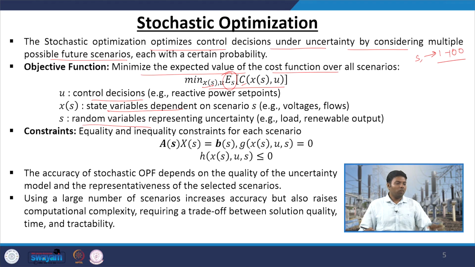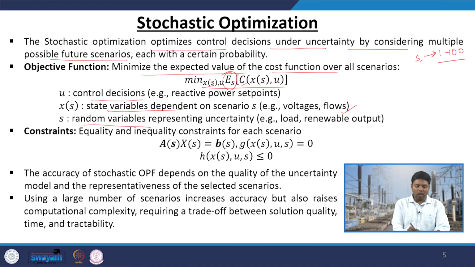That means, for each and every scenario, if your load and DER generation change, obviously your voltage and the power flow will change, right. So, each and every scenario will give you different values of your state variable. So, your state variable values must be scenario dependent.